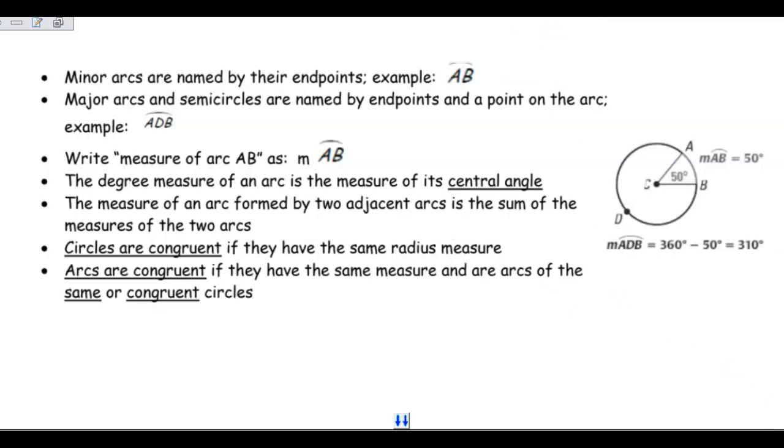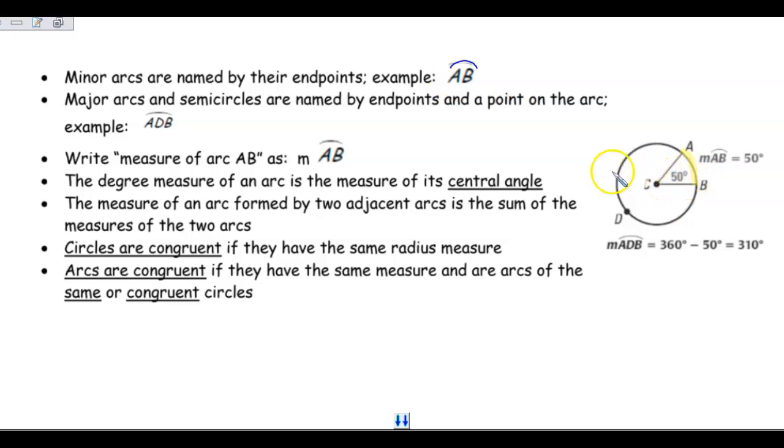Minor arcs are named by their endpoints. For example, in this circle here, we have AB. So if I were to highlight this arc right here, this would be arc AB. It is a minor arc because it is less than 180 degrees, and it is designated by a small arc over A and B. So that's minor arc AB, and it always has only the two variables to designate a minor arc.